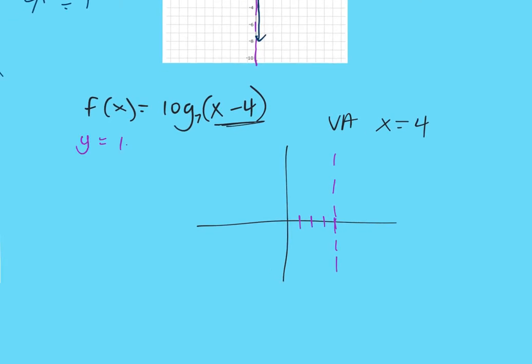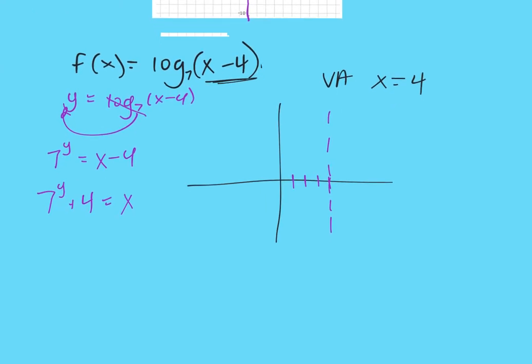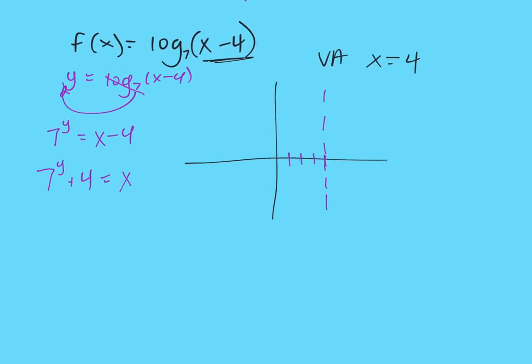When I go to solve it, the 7 picks up the y before it drops off, leaving the x minus 4. And I end up with 7 to the y plus 4 equals x. And now I'm plugging into those coordinate points. So x, y, same thing: negative 1, 0, 1. 7 to the negative 1 plus 4, 7 to the 0 plus 4, 7 to the first plus 4.